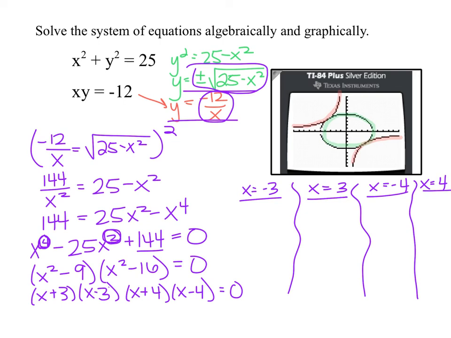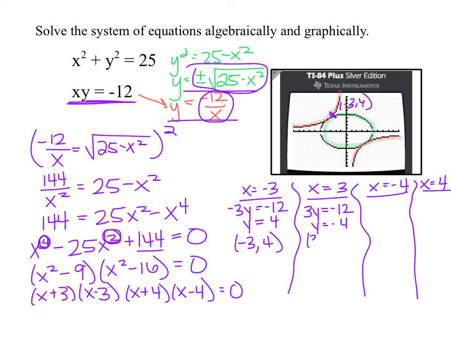So when x equals negative 3, I'm actually just going to use this xy equals negative 12. Seems a little more straightforward to me, but you can use the other equation too. So negative 3y equals negative 12. So if we divide by negative 3, we get y equals 4. So the point negative 3, 4 is one solution. And if you go up here, you can see at about negative 3, 4, those are intersecting. All right, then when x is 3, we get 3y equals negative 12. So y equals negative 4. So then 3, negative 4 is a point. That's a solution. And that's shown right here.